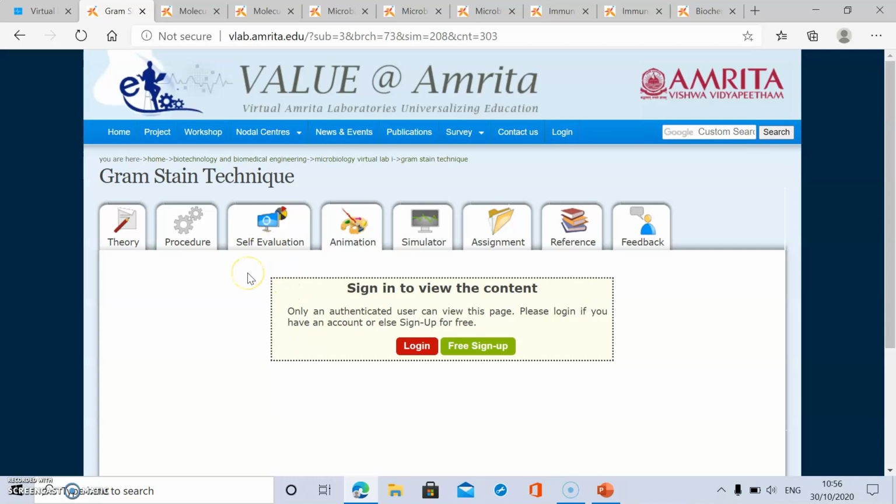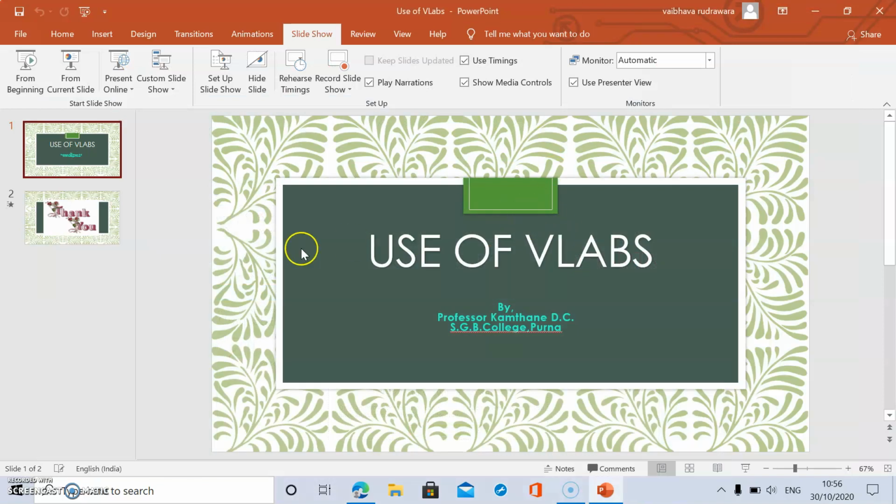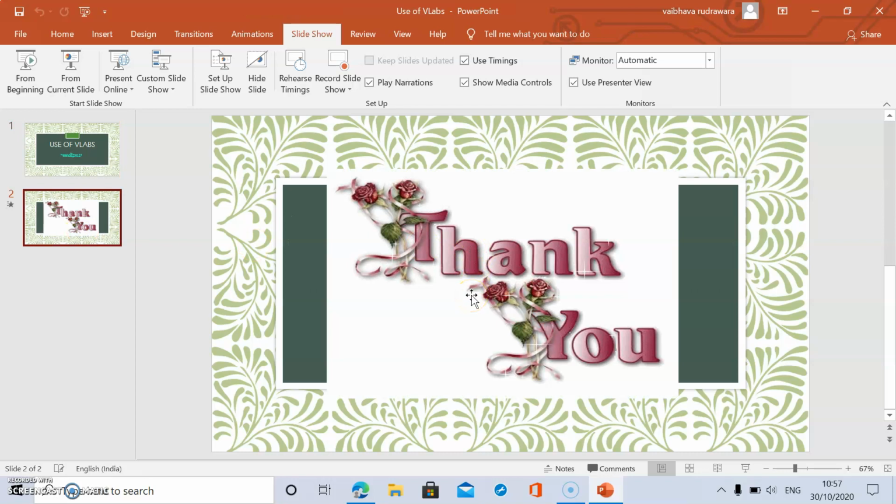These are the points in which the students can study the experiment by using the computer based activity. This is the computer based activity and this is the virtual lab. Thank you for listening.